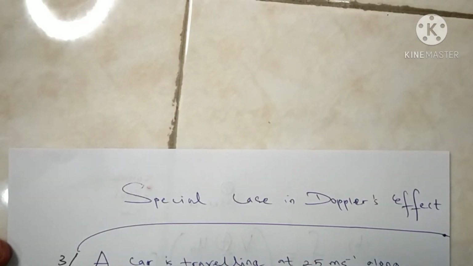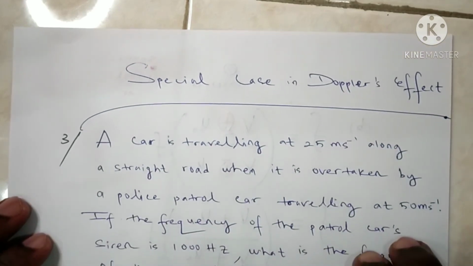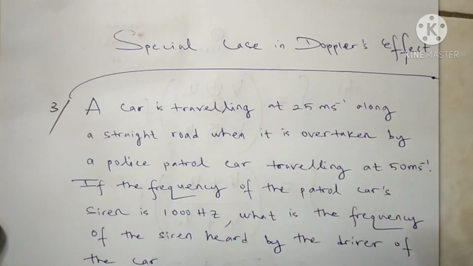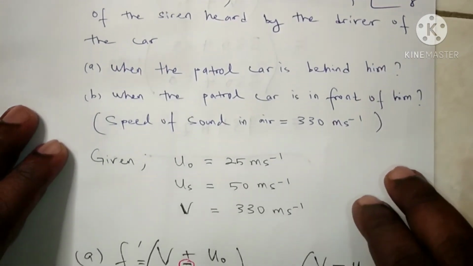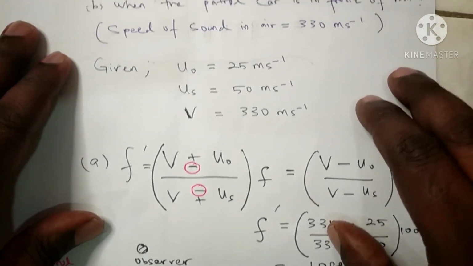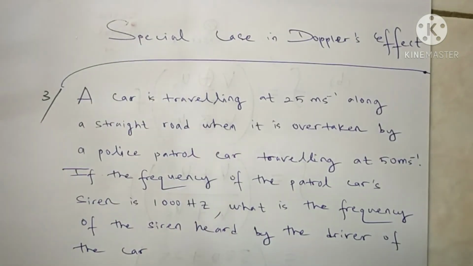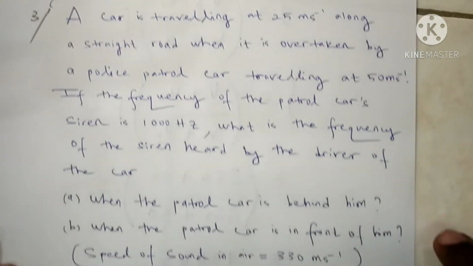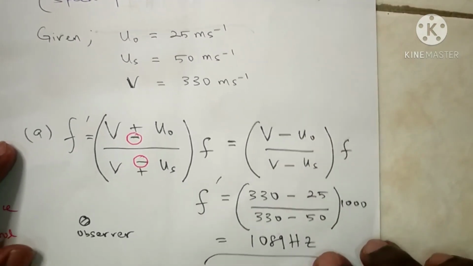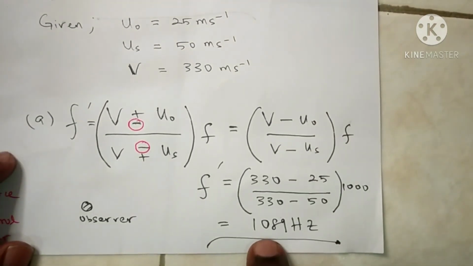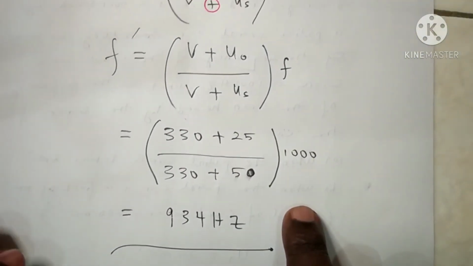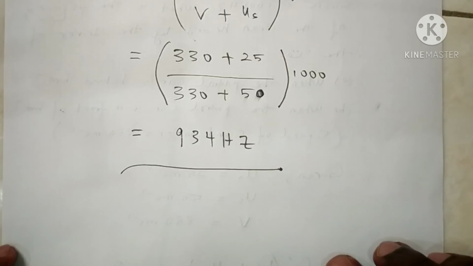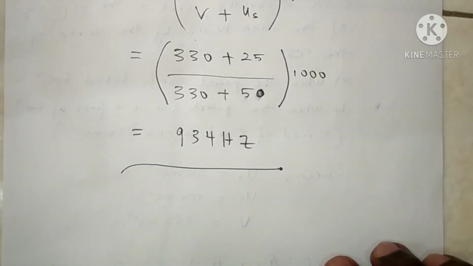The special case in Doppler's effect is no more in the PSPM syllabus. So I am sharing and giving extra input on this so-called Doppler's effect. Let us try to put these two values of apparent frequencies, which are 1089 Hertz and 934 Hertz, into one solid graph.